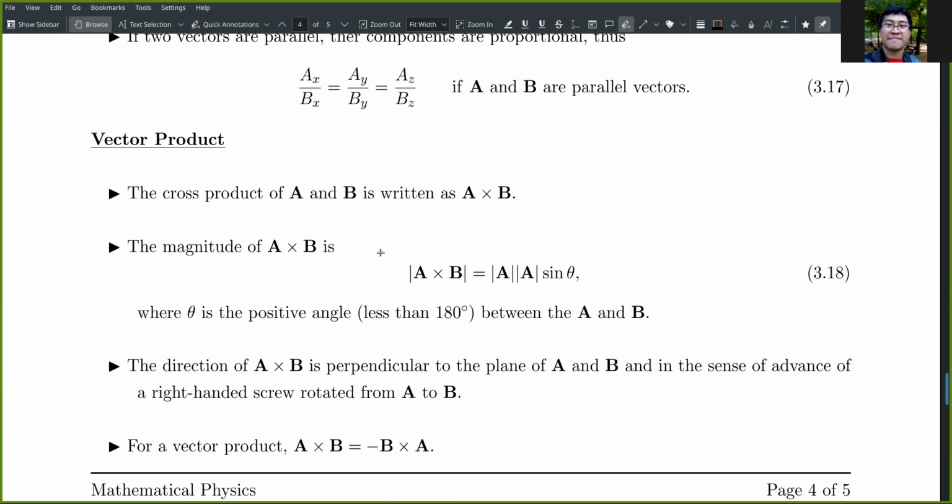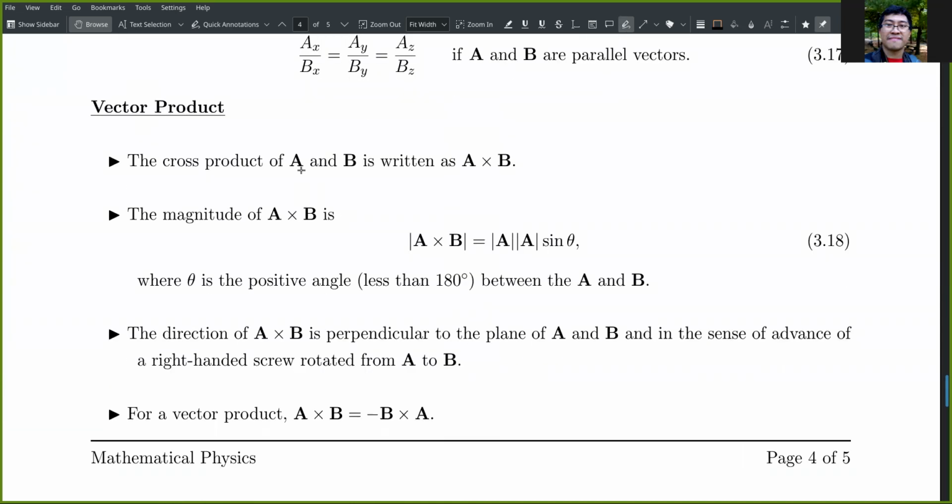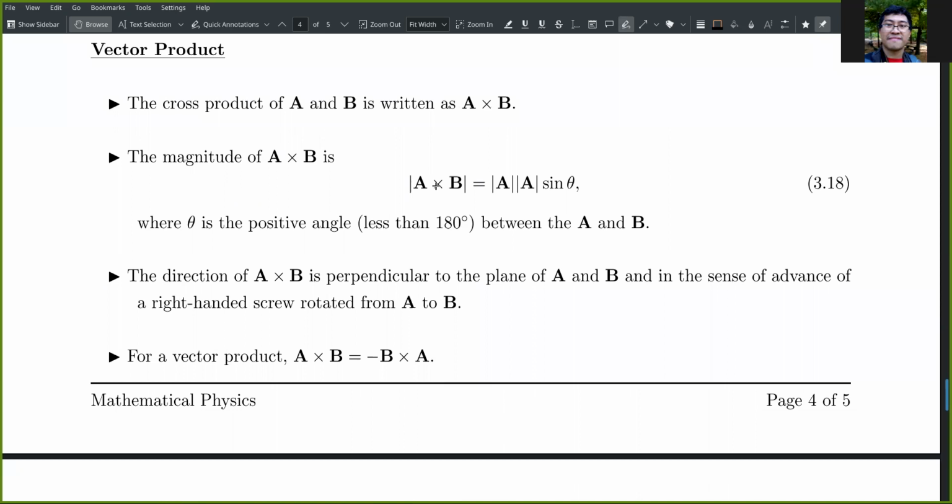Now let's consider the other type of vector product, the vector product, or cross product, of a and b, written as a cross b. The magnitude is given by the magnitude of a times the magnitude of b times sine of theta, where theta is the positive angle, the smallest angle between a and b. Now that's only the magnitude. The direction we also have to specify is perpendicular to both a and b.